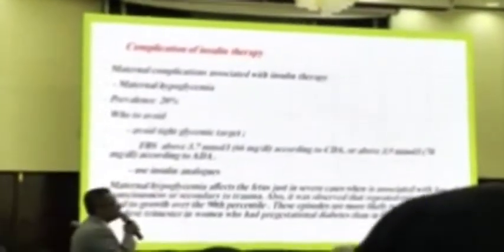What's the complication of insulin therapy? The maternal complication, usually there is maternal hypoglycemia. Its prevalence is about 20%. How to avoid it? You have to avoid a tight glycemic control or target. Fasting blood sugar should be above 66 milligram per deciliter according to the Canadian Diabetic Association, or above 70 according to the ADA. You have to use insulin analog.